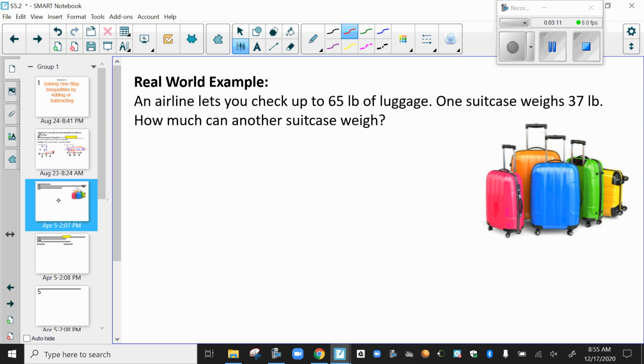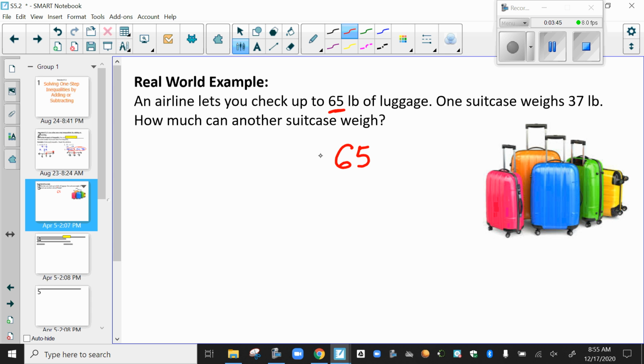Okay, next. Real-world example. An airline lets you check up to 65 pounds of luggage. One suitcase weighs 37 pounds. How much can another suitcase weigh? All right. Our luggage is going to be up to 65 pounds. Can you do less? You could do 0 if you wanted to, right? You don't have to check anything. Could you do 10 pounds of luggage? Sure. 15? Sure. 64? Yes. 66? No. Up to means it cannot go past. So we're going to write that number right here, 65.